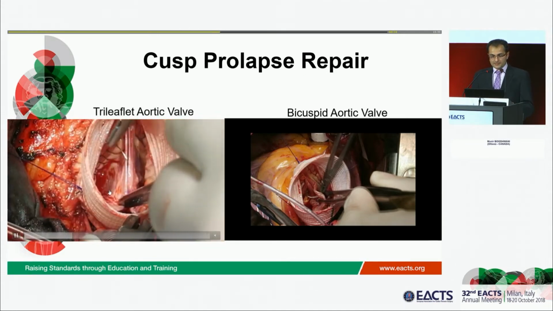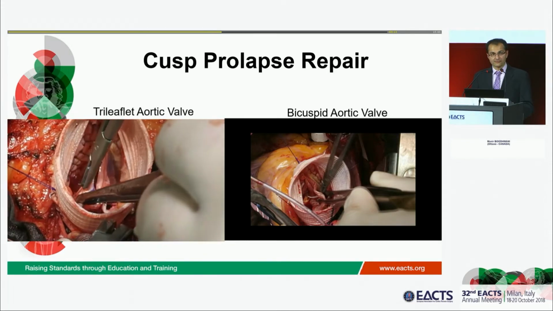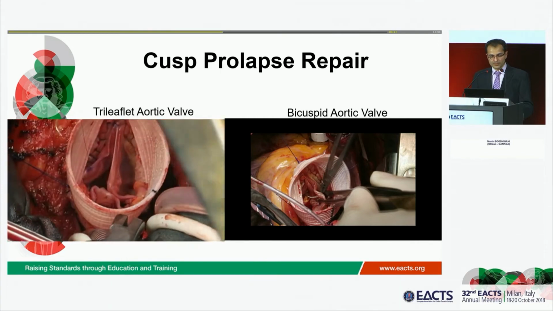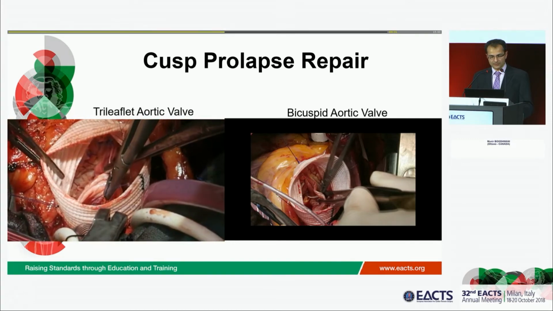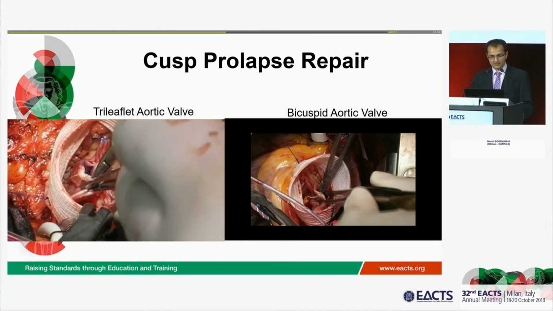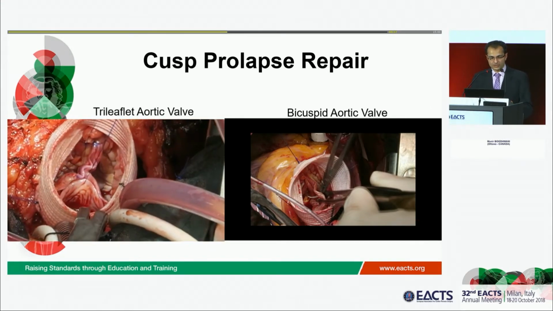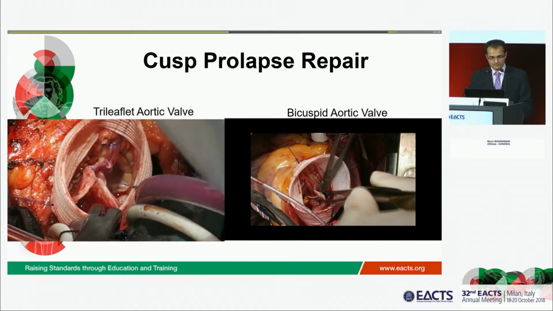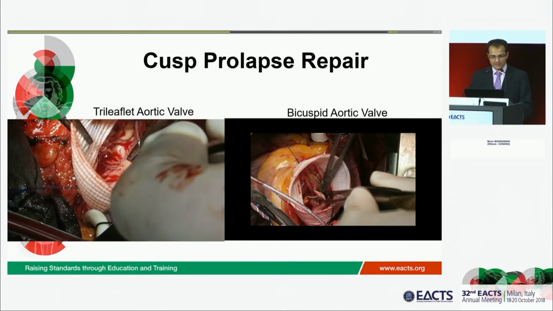The prolapsing cusp can then be aligned with the reference cusps, and a suture is passed from the aortic side to the ventricular side. The other opposing edge of that same prolapsing cusp is now aligned with our reference cusp, and the same suture is passed from the ventricular side to the aortic side. And this gives you an excellent estimate of the amount of excess free margin that needs to be plicated to render this valve competent.